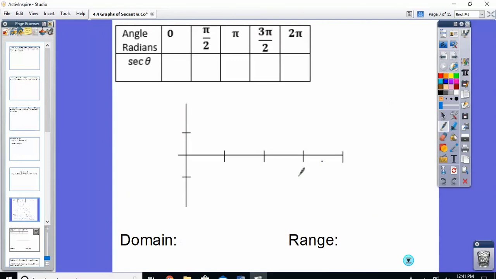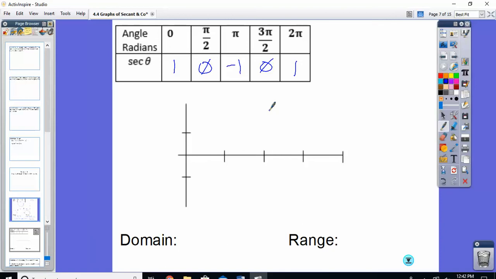Let's graph secant. So if we start out at 0, cosine of 0 is 1, which means secant would be 1. Cosine of 90 is 0, so secant would be undefined. At pi, cosine is -1, so secant would be -1. 3 pi over 2, cosine is 0, so secant is undefined. And 2 pi, we're back to 0, so we get 1 again.